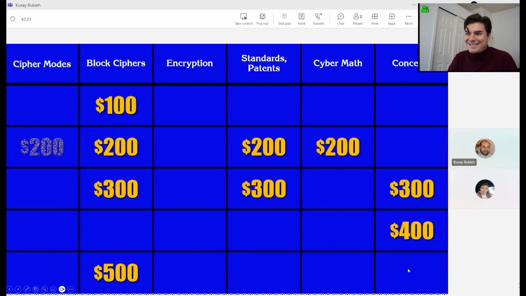Make sense? Yes, makes sense. All right, let's go with block ciphers for $200.